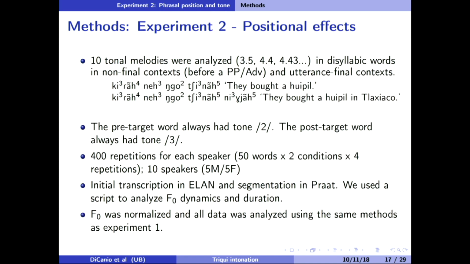Okay, so for the second experiment, we looked at positional effects. And for here, we were looking really just at the disyllabic words. And we looked at 10 different tonal melodies in either utterance final position or non-final position. So you had a sentence like kira ngo china, they bara wipil, and then kira ngo china nikya, they bara wipil in Tlaxiaco, for instance, where the target word is no longer final. Basically, you could think of this as final, non-final, however you want to think of it.